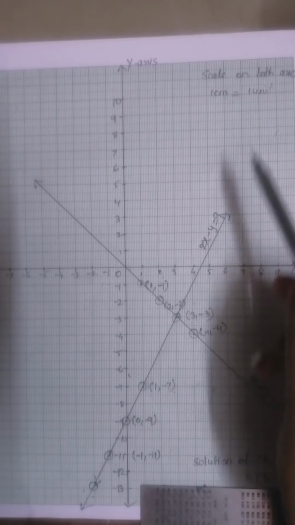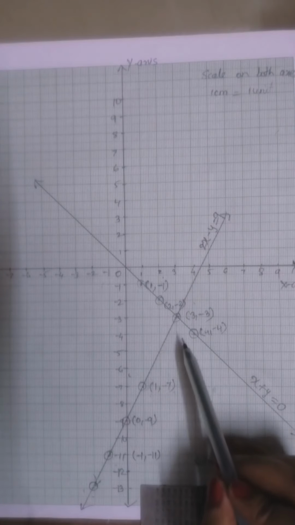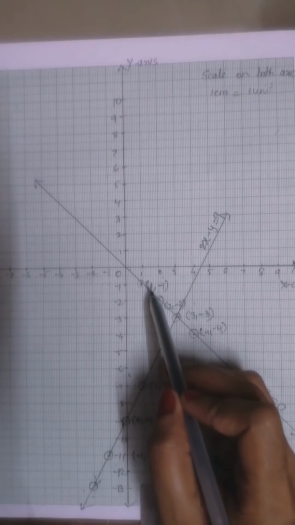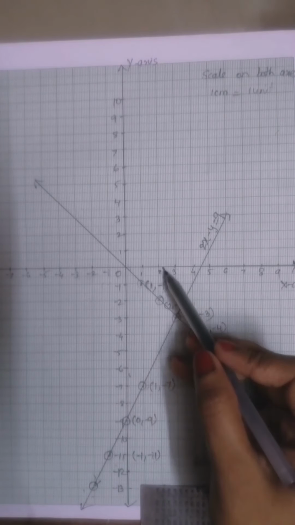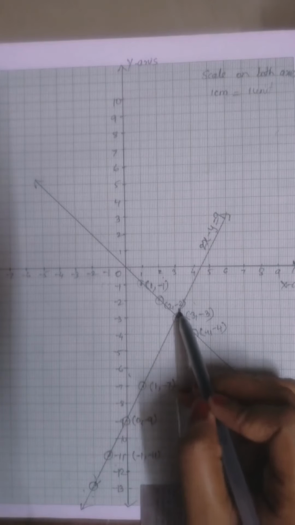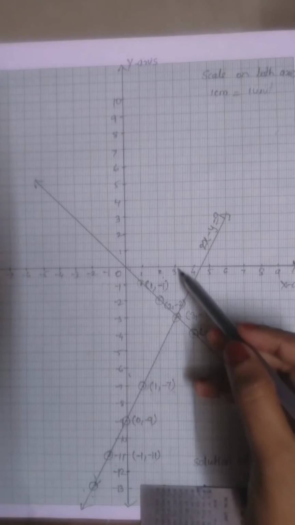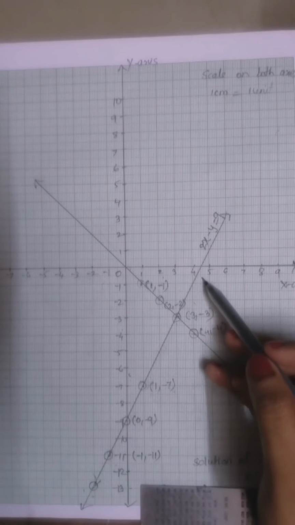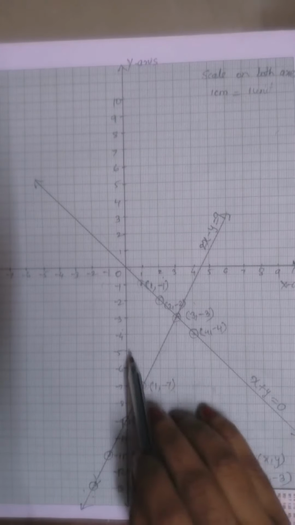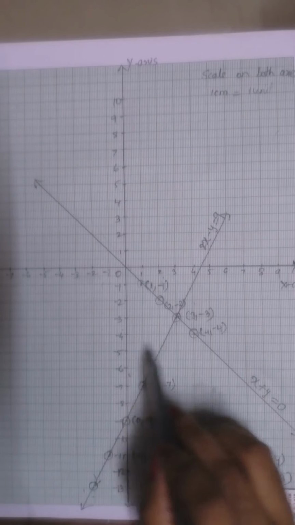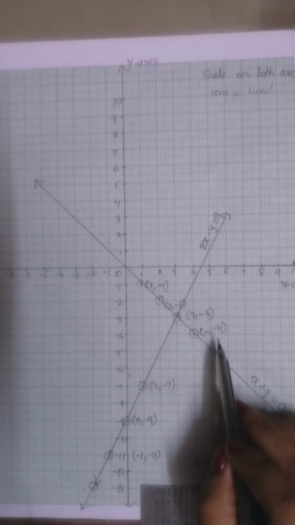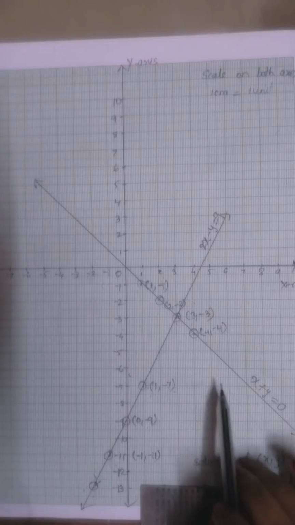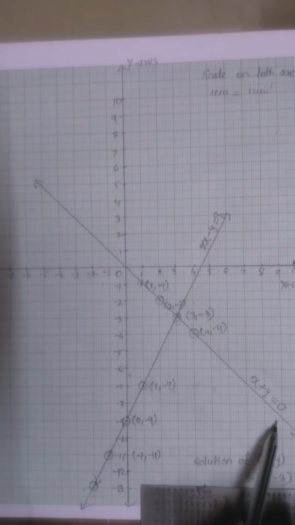Now look at the first equation, the first coordinates, 1 comma minus 1. This is 1 and this is minus 1. This is highlighted. After that the second one, 2 comma minus 2. This is 2 and this is minus 2. Now the third one, 3 comma minus 3. Now the fourth ordered pair, 4 comma minus 4. Now these 4 points are joined with the help of a scale, and write down the equation on that line.